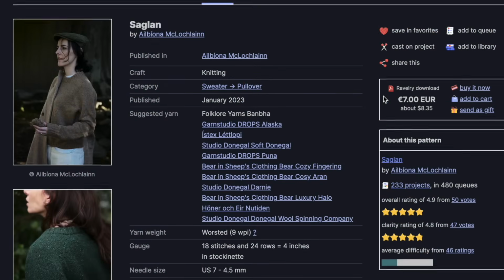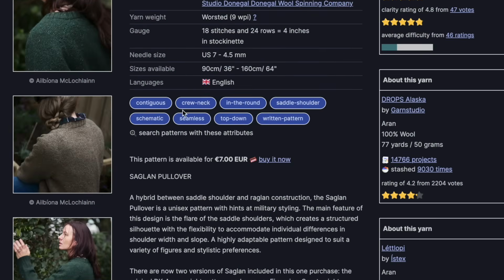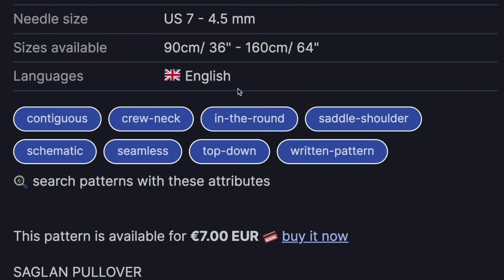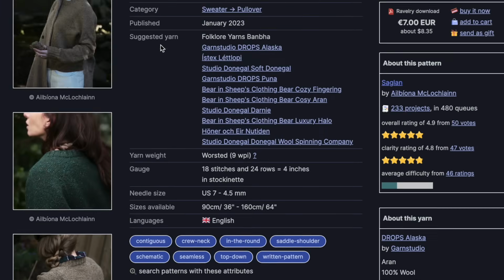Now, again, also, if you are interested in the saddle shoulder look, but you really don't want to worry too much about seaming and you don't want the structure to be too restrictive, look for those contiguously knit saddle shoulder sweaters. You're going to find this on Ravelry if you narrow your search down to contiguously knit sweaters, or just find the sweater you're interested in, and then those little bubbles at the bottom of the pattern page, if the word contiguous pops up, you know that this is knit relatively seamlessly with picked up stitches, which means it's going to be less restrictive in terms of being tailored.